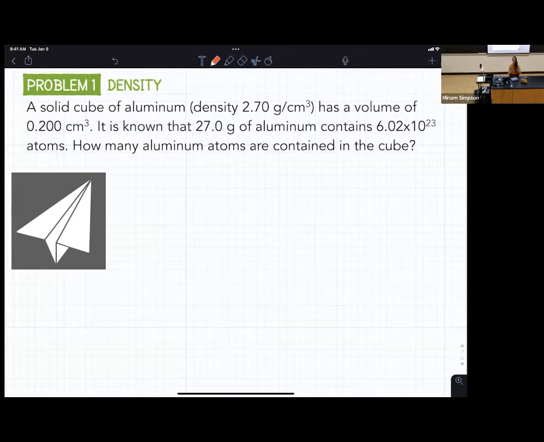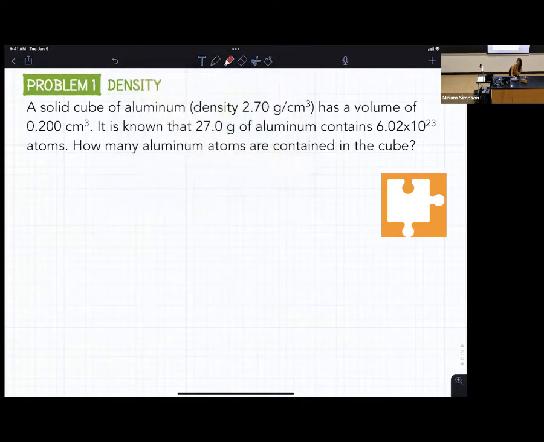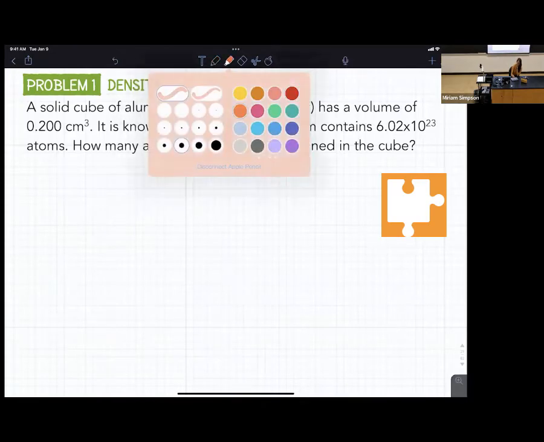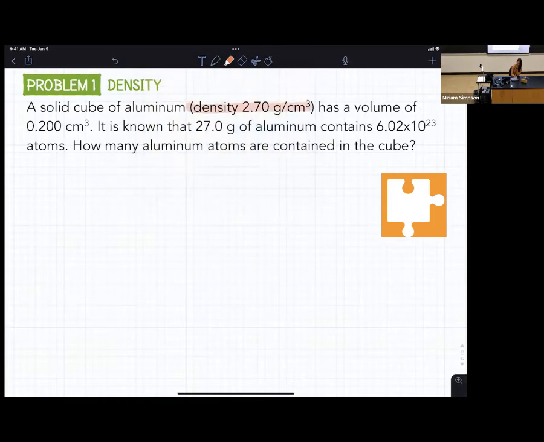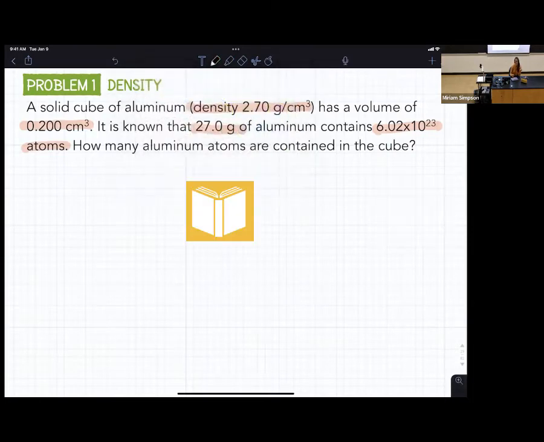So this includes density, but it's primarily a unit analysis problem. So where should we start? What things do we know? The density. Yeah, let's start with the things we're given. I'll highlight them. We have density, we have a volume, we have a mass, and then we have this other thing, which is atoms. Those are all the numbers we're working with. We also have a formula, an equation. What is it?